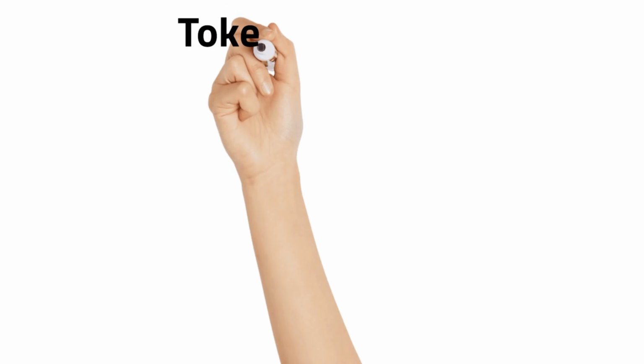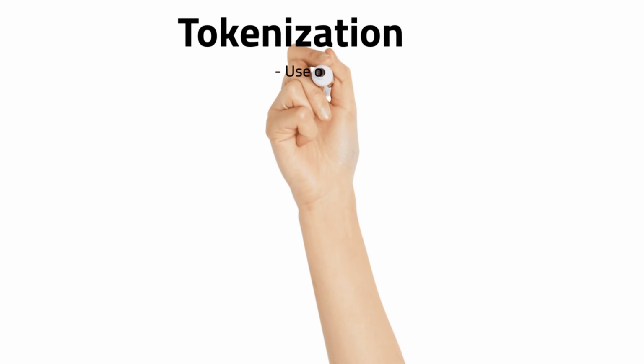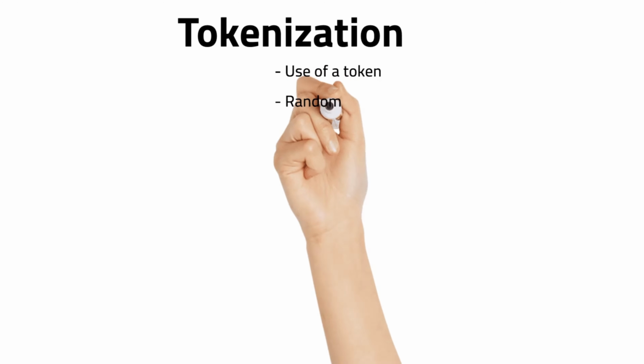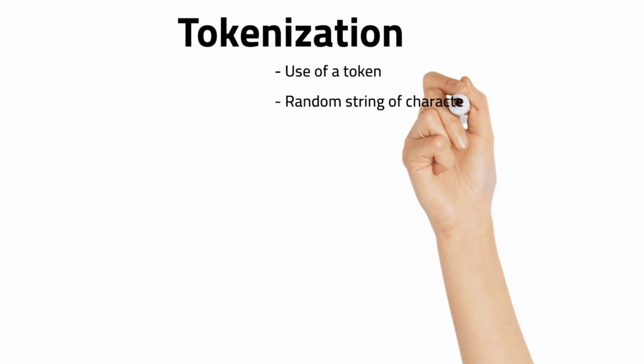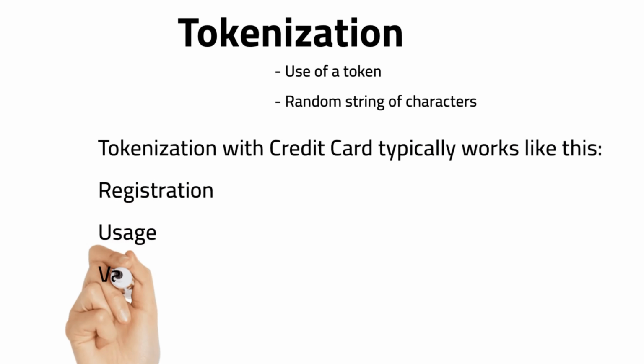Hey all, today we are going to see how to protect data with the tokenization method. Tokenization is nothing but a random string of characters. It is often used with credit card transactions. A credit card transaction follows this process: registration, usage, validation, completing the sale.